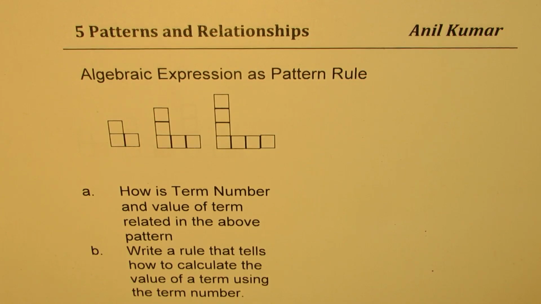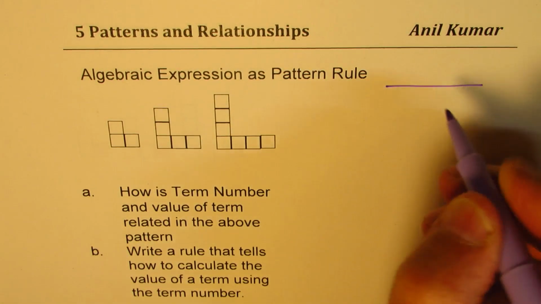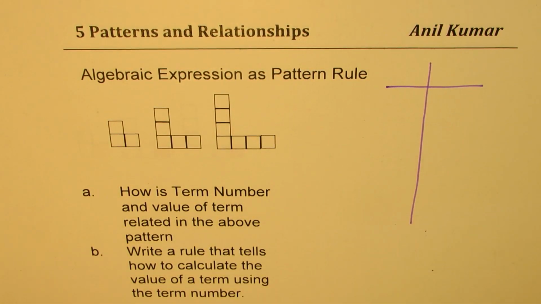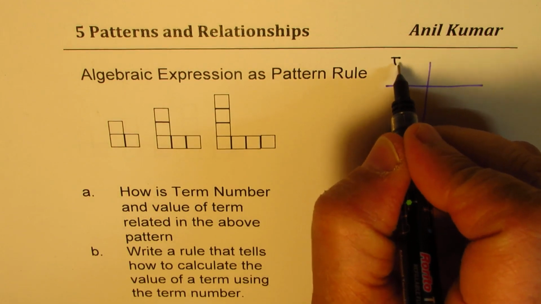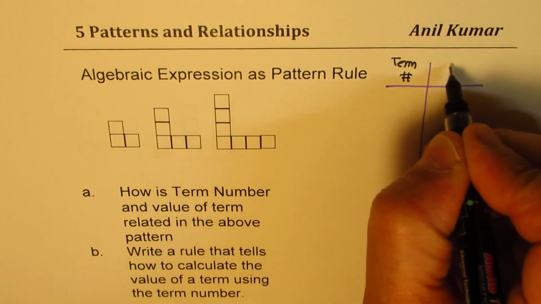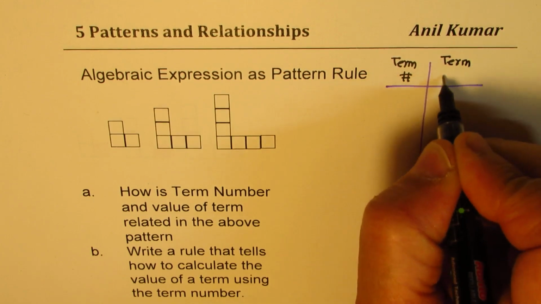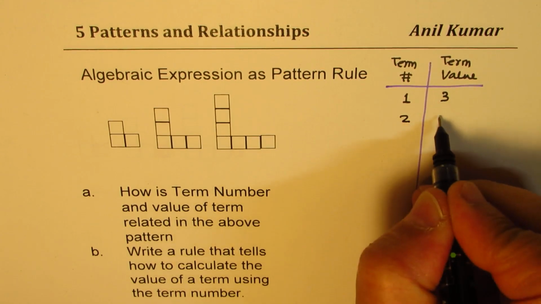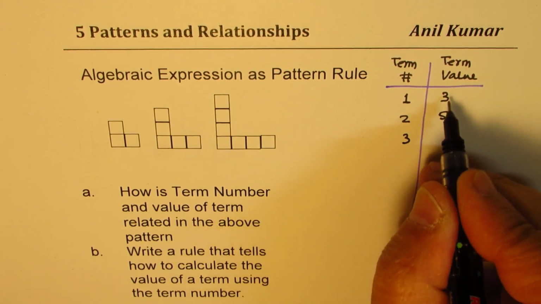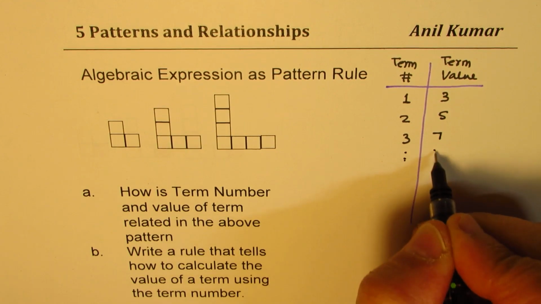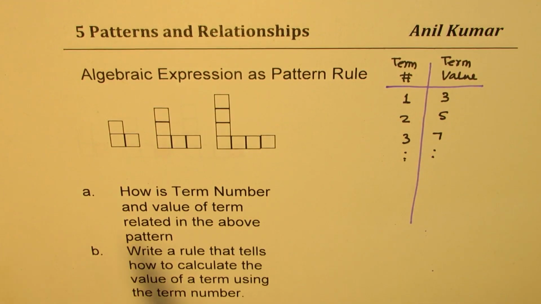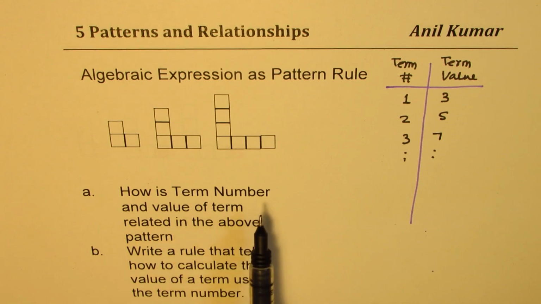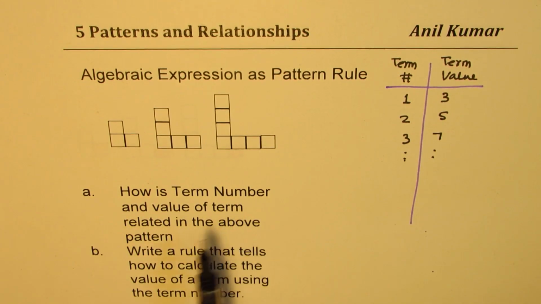So what we understood is we just made one table, and from the T table, let me repeat that part, right? So from the T table, we found the term number and the term value. In the first, we have 3. In the second, it is increasing by 2, right? So 3, 5, 7, and so on. So that is how they are related. Now the question here is, how is term number and value of term related in the above pattern?